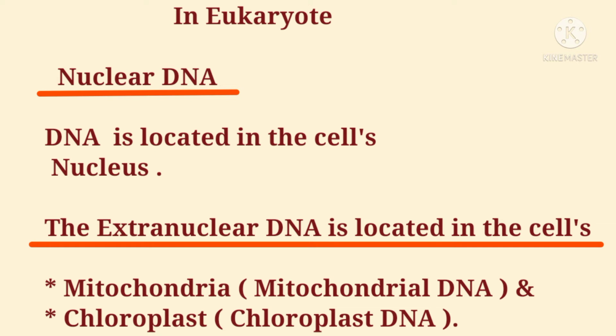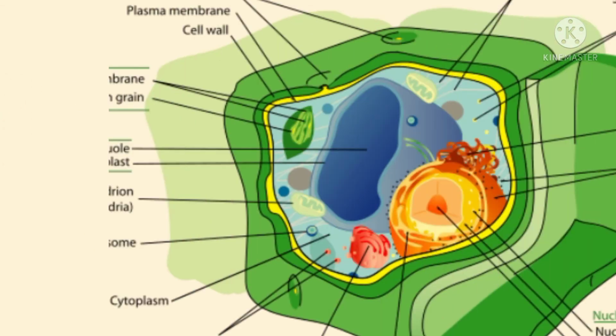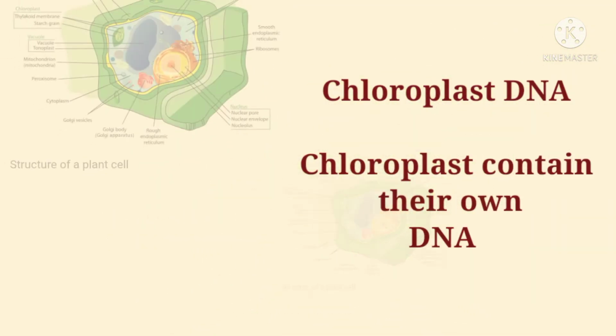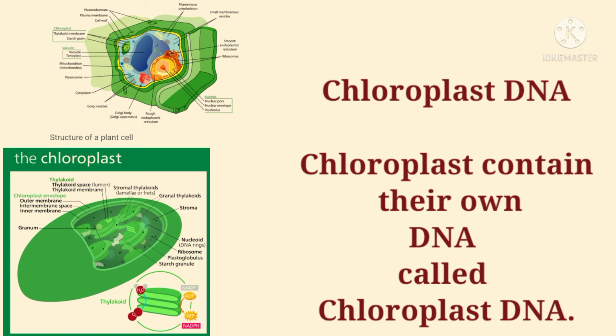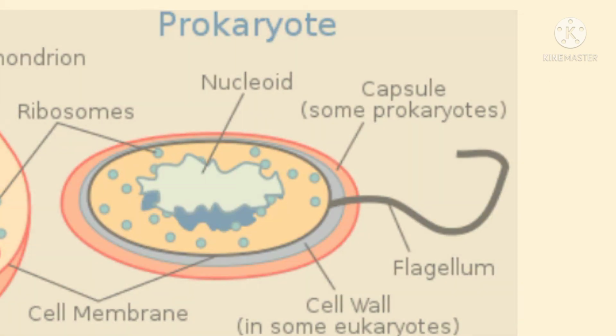Humans and other complex organisms have a small amount of DNA in the mitochondria, which is known as mitochondrial DNA. Chloroplast DNA. Chloroplasts, organelles that carry out photosynthesis in plant cells, also have DNA called chloroplast DNA, which is also called plastosome. Next, we are going to see about the DNA in the prokaryotic cells.